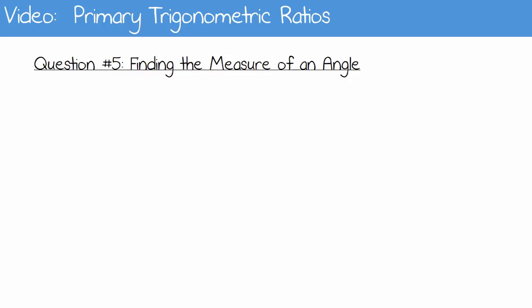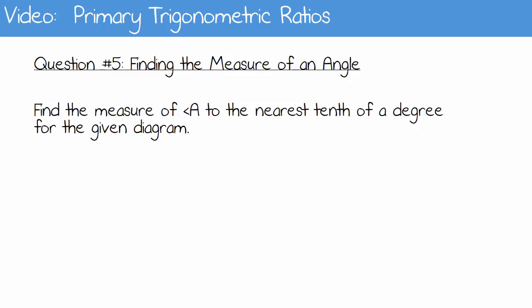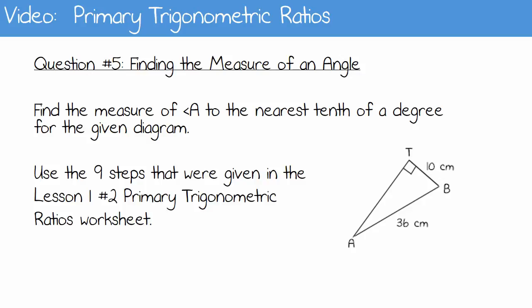Question number 5, finding the measure of an angle. Find the measure of angle A to the nearest tenth of a degree for the given diagram. Diagram ATB with side AB 36 centimeters and side BT 10 centimeters.